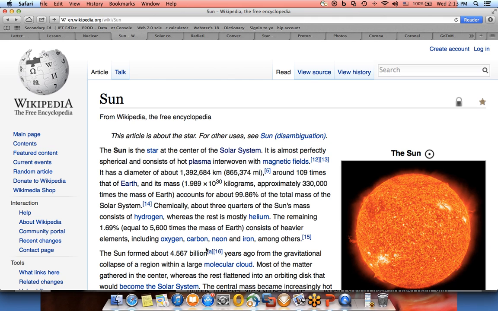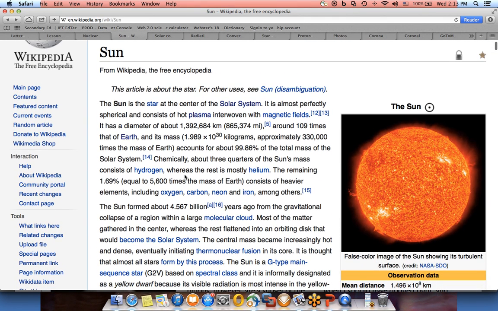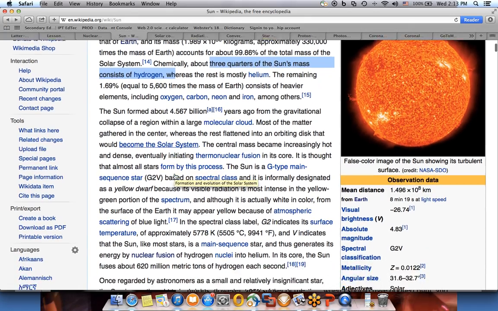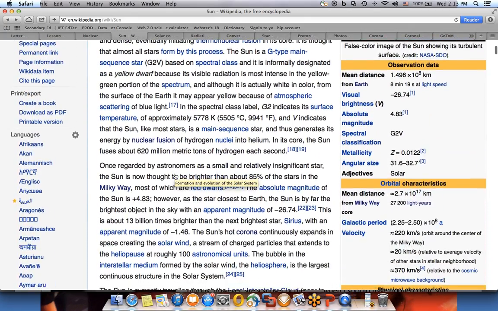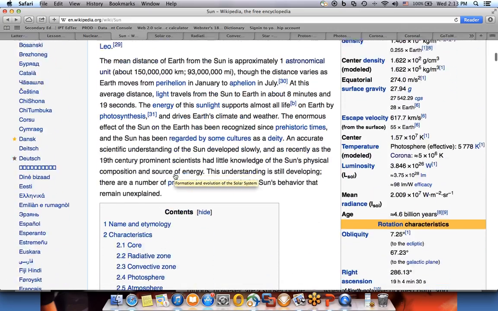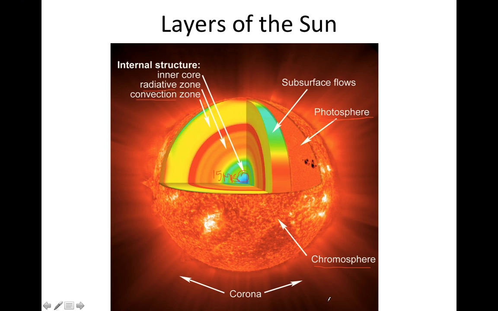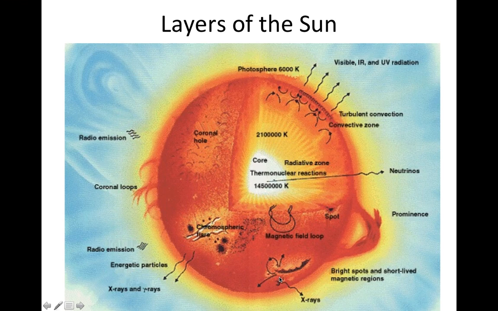Let's see what we have here. Most of the sun is composed of hydrogen and helium. Three quarters of the mass of the sun is hydrogen, and that is the thing that is being fused all the time into helium. We are going to learn about that process pretty soon. Let me see what is the next one.